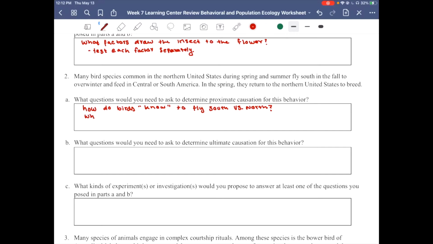So let me write what drives. And then I'm going to do the ultimate cause, wording that question a little bit differently, and that would be why do birds fly south or north? And then another one for the ultimate would be why would this type of behavior evolve?